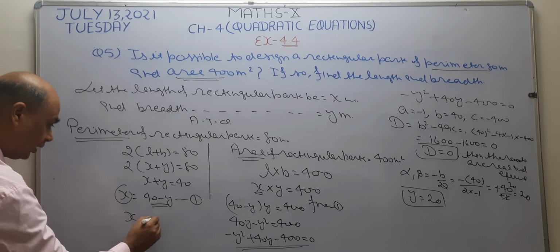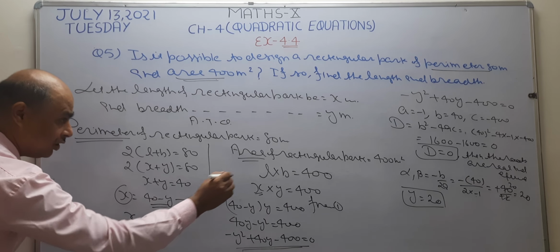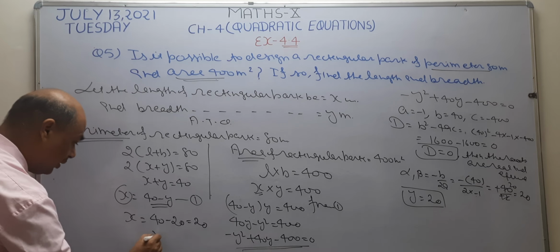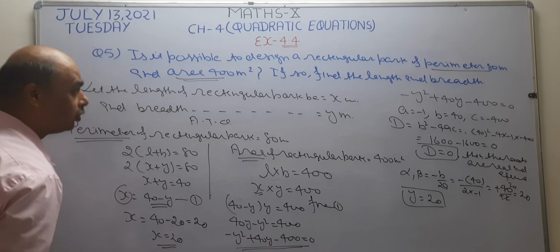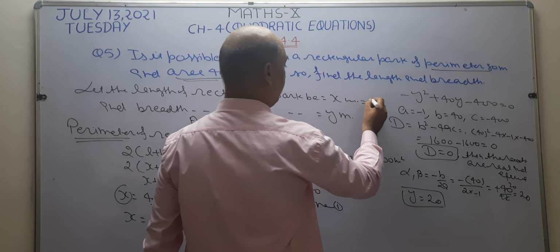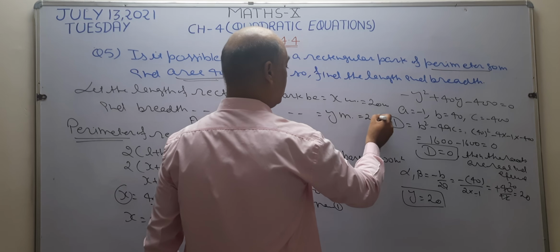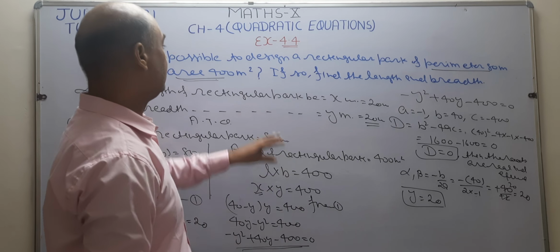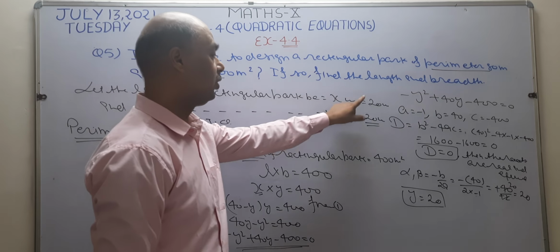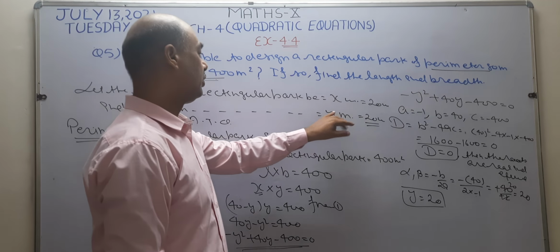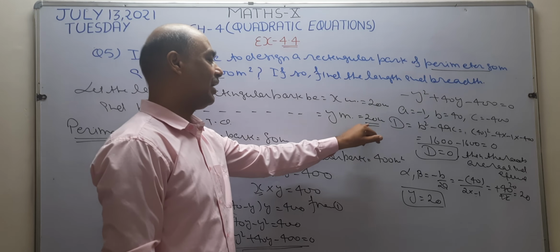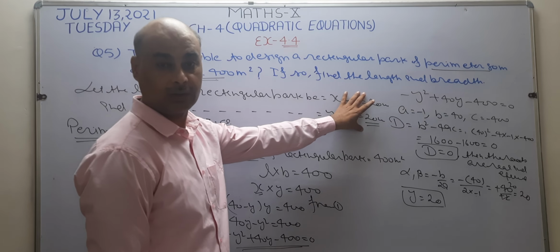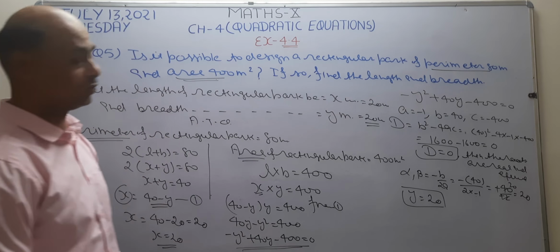So when I substitute the value of y in equation number 1, this becomes 40 minus 20, which is equal to 20. It means x is equal to 20. So in both the case, length and breadth become 20 meter. It means given condition is possible, and the rectangle becomes square. It is possible because length and breadth both are equal. When length and breadth both are equal, it means the given figure is a square. Okay, this is the answer of this question.